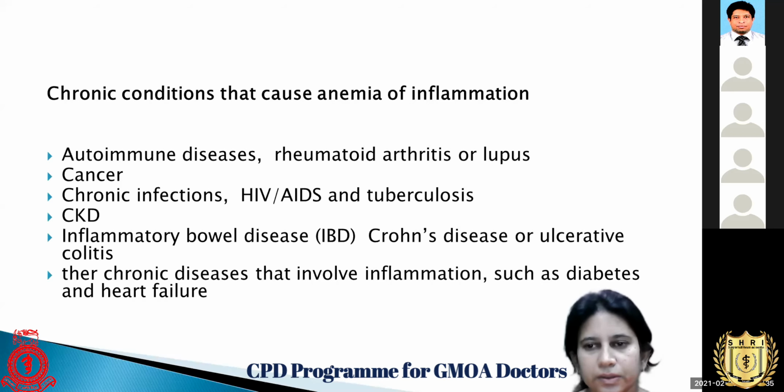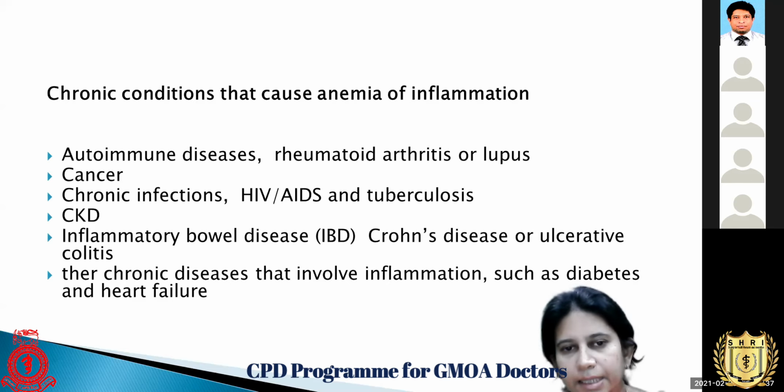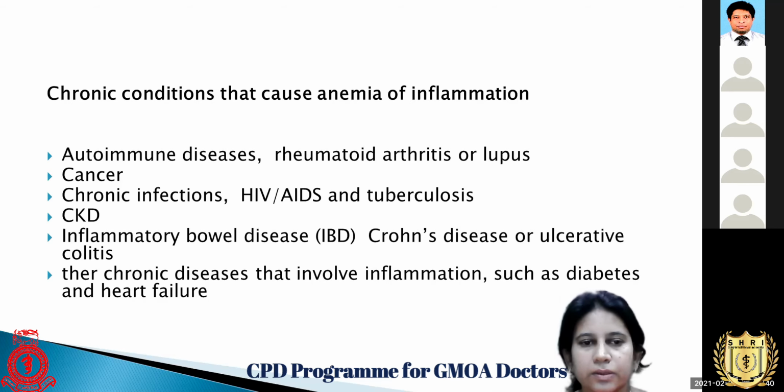So what is this anemia due to chronic disease? Chronic conditions that cause anemia of inflammation. So the same defined, because inflammation is the cause for this anemia of chronic disease. So examples: autoimmune diseases, rheumatoid arthritis, lupus, cancer, any cancer patients, chronic infections like TB, HIV, CKD, inflammatory bowel diseases, and don't forget the chronic diseases that involve inflammation like diabetes and heart failure, which also can cause anemia due to chronic diseases.